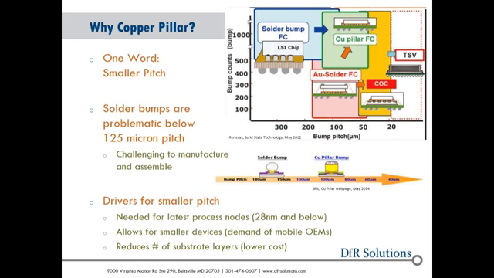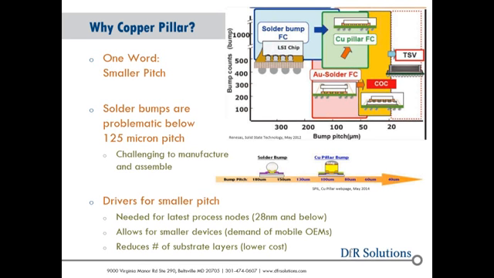And the additional benefit of going to smaller pitch, right, is also that I can reduce the number of substrate layers in the substrate, which also drives cost. And so in this day and age, I think what really drives packaging, because Apple makes 400 million smartphones a year, and Samsung probably makes 600 million, and everybody else makes another billion, right? It's all about size, it's all about performance, and it's all about cost. And copper pillar actually satisfies all three of those.